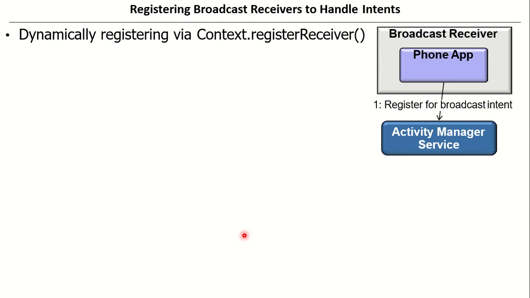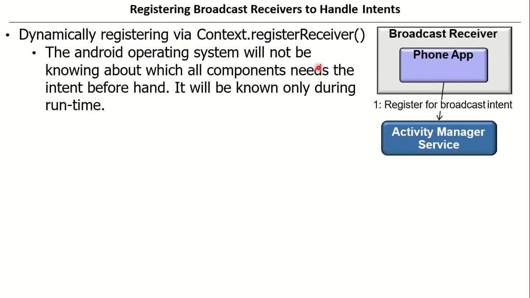Now there is a second way of registering the intent. This is by explicitly calling the register receiver function. The Android operating system will not know beforehand which components are registered for the intent. It will be known only during runtime. So this is actually a piece of code. In your Java or Kotlin code, you will call register receiver only when it is needed. For example, there is a phone application, where you will receive a call, or you will send SMS, etc.